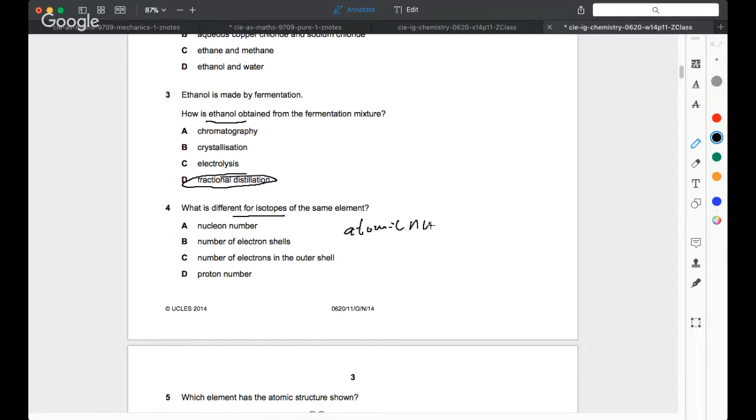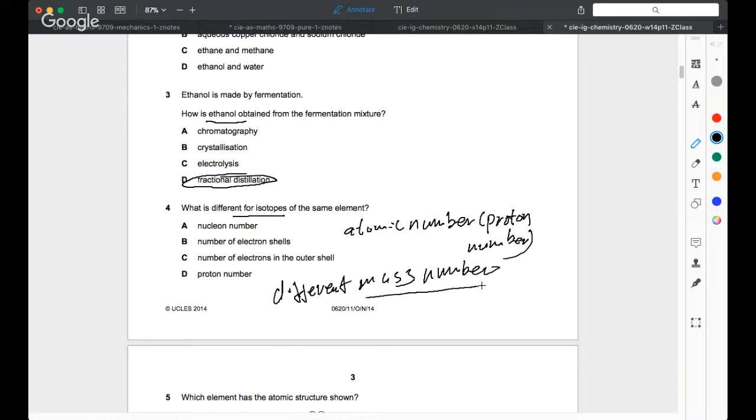So which means it has the same proton number, but a different mass number. And we know that the mass number is equal to proton number plus neutron number. So the proton number of the isotopes is the same. So the only difference is the neutron number.